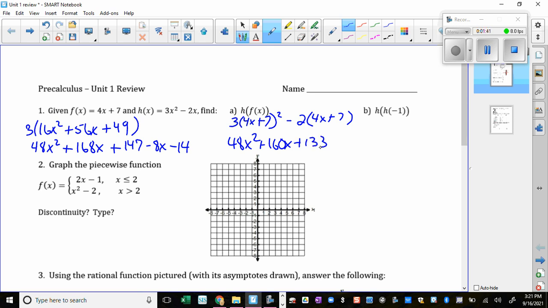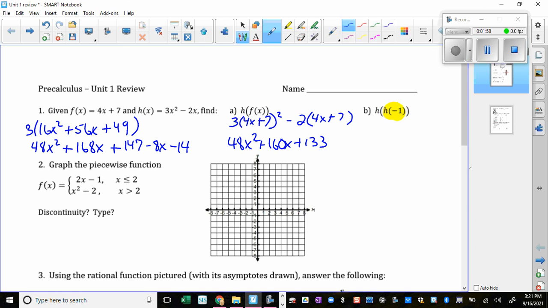All right, over here, h of h of negative 1. So I would not find h of h in general; that would be annoying. But what I can do is find what h of negative 1 is. I can figure out the answer to this part and then plug it back into h again. All right, so h of negative 1.